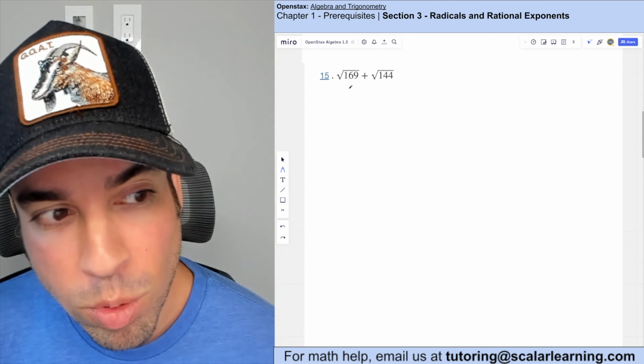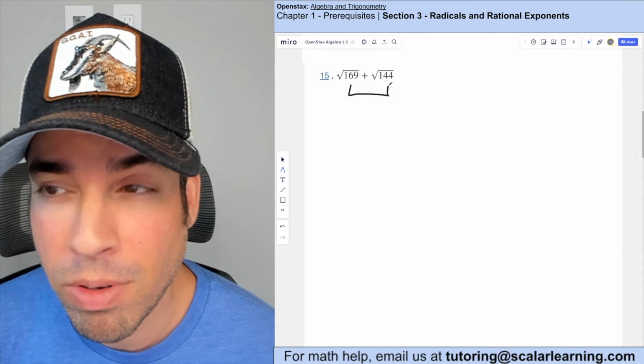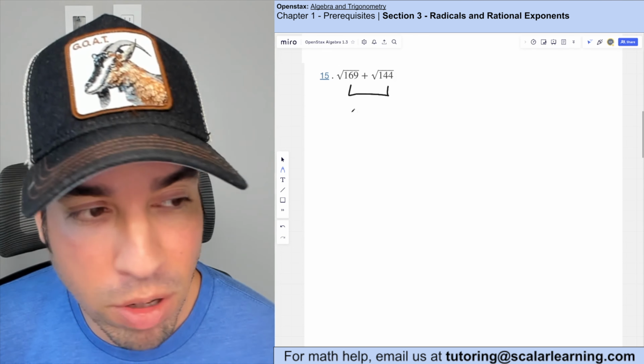Done. For this one, we're going to try to simplify both of these first. Now, 169 is actually a perfect square.